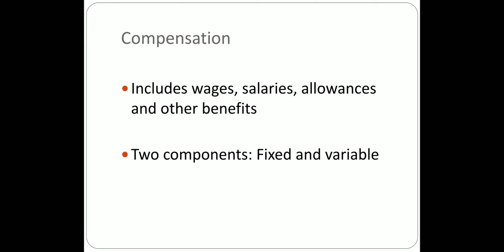Thirdly, HR professionals need to determine that compensation is fair, meets industry standard, and is high enough to entice people to work for the organization. Compensation includes wages, salaries, allowances, and other benefits which an employer pays to the employee for the services. Compensation may be divided into two components, fixed and variable. The fixed component includes wages, salaries, and allowances paid to an employee irrespective of his or her performance. The variable component refers to compensation paid to the employees to motivate them to work more efficiently. The variable component is also called incentives.